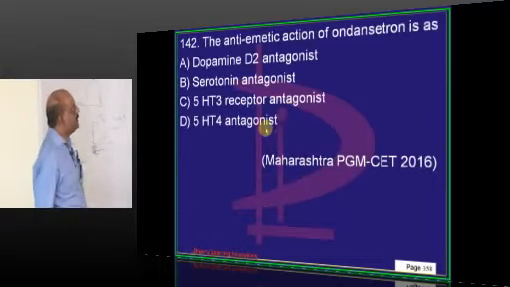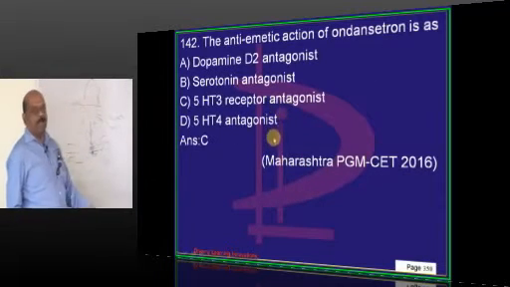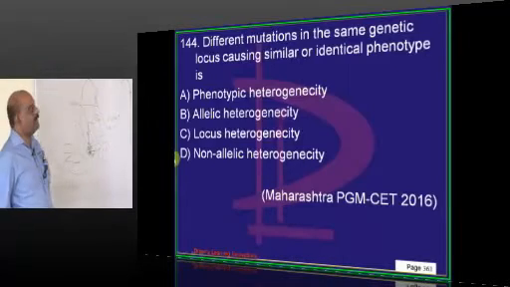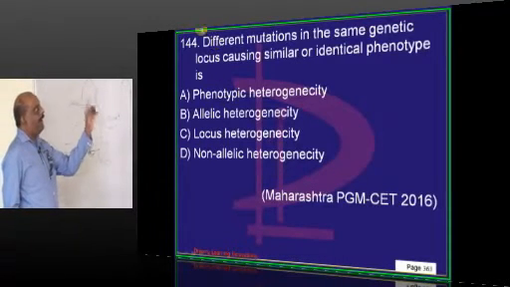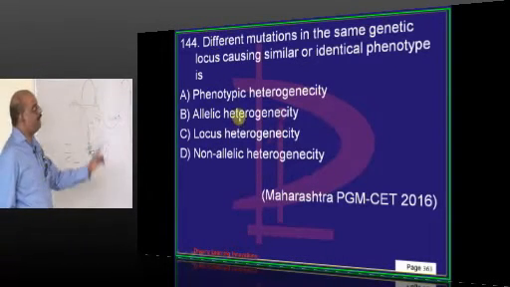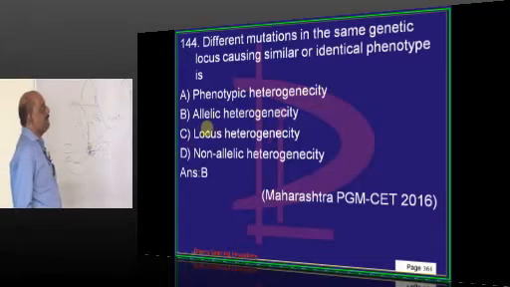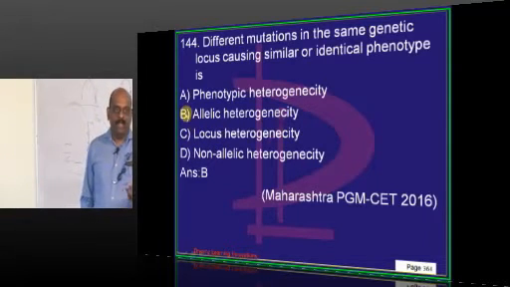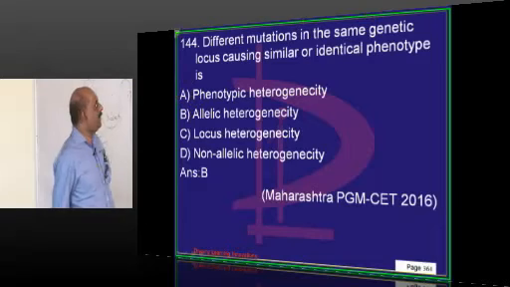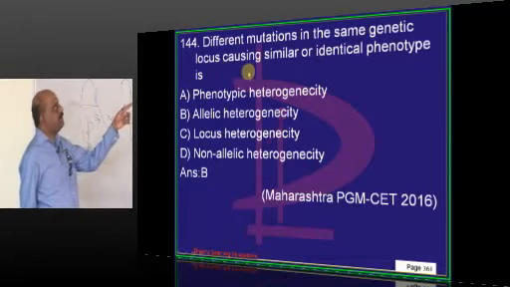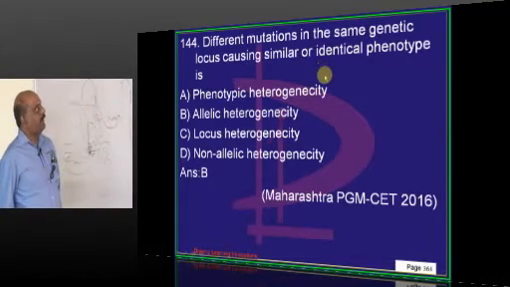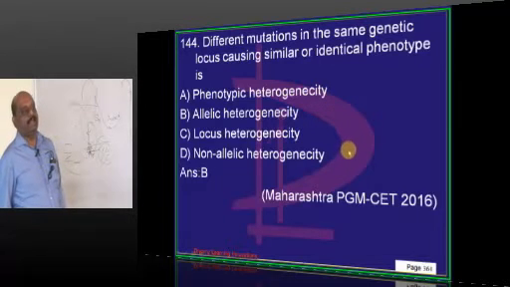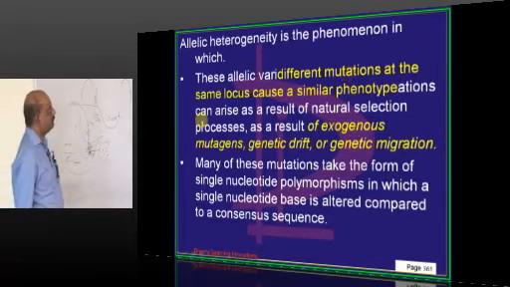Preeclampsia, you will use intravenous labetalol. Ondansetron acts on the 5-HT3 receptor. Rose spots are typically seen in enteric fever. Different mutations in the same genetic locus leading to an identical phenotype is basically called allelic heterogeneity. Allelic heterogeneity is what needs to be remembered. Different mutations in the same genetic locus cause a similar phenotype, which is basically called allelic heterogeneity.